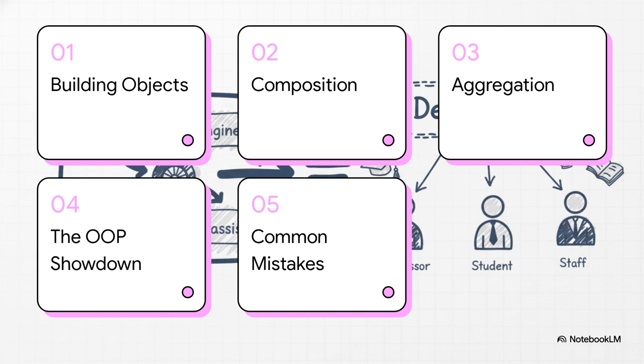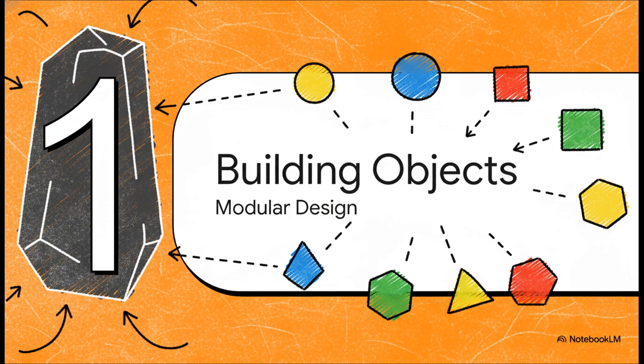All right, here's our roadmap for today. 1. Building complex objects. 2. Composition, which is all about strong ownership. 3. Aggregation, dealing with loose connections. 4. The ultimate OOP showdown. And 5. Avoiding common mistakes. Let's jump right in.